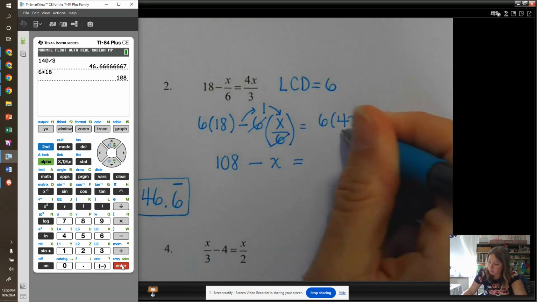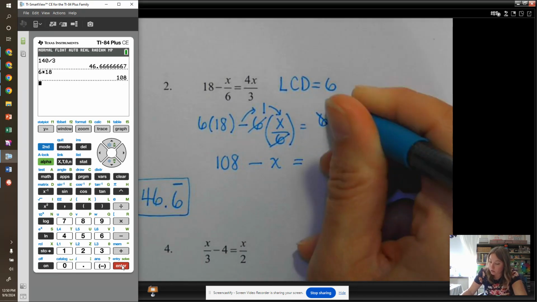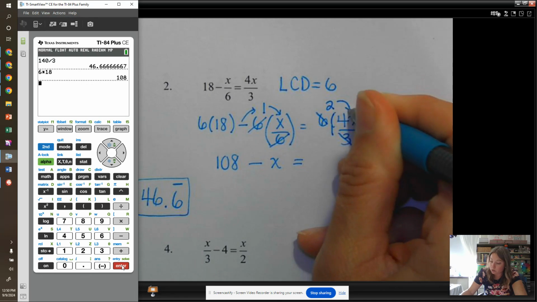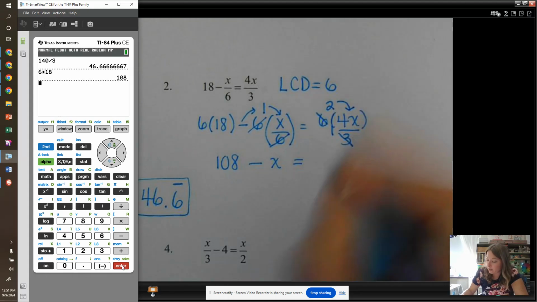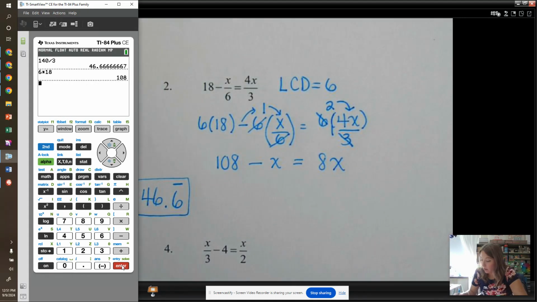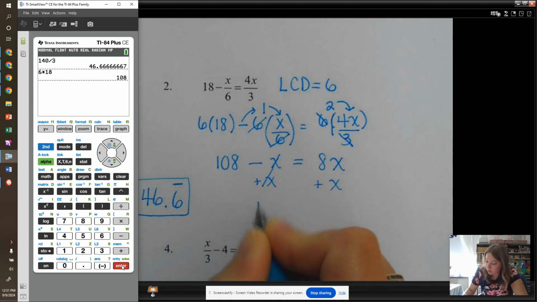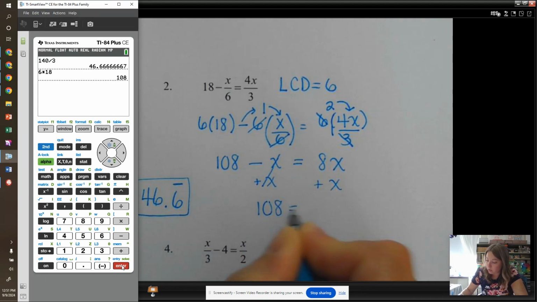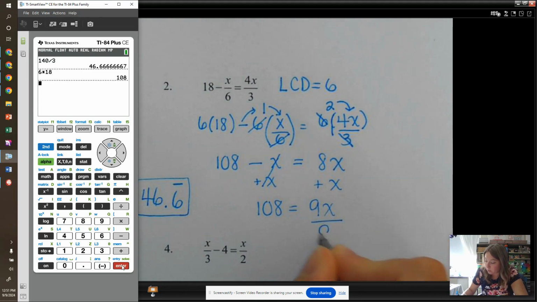Over on this side, that should have been over a 3, right? Because 6 divided by 3 cancels out to a 2, and we distribute. So do make sure you've rewritten your original equation correctly as you're multiplying each piece by the LCD. So 2 times 4x, that would be 8x. Now get all your x's together on one side of the equal sign. Bring down your 108 equals 8x's plus 1 more is 9x. And divide both sides by 9.